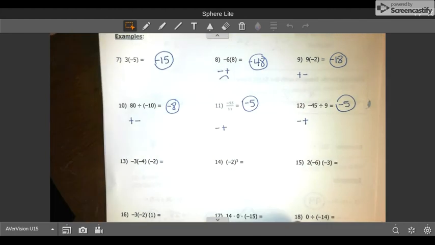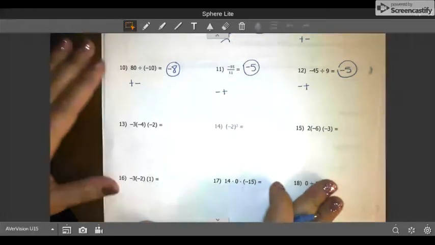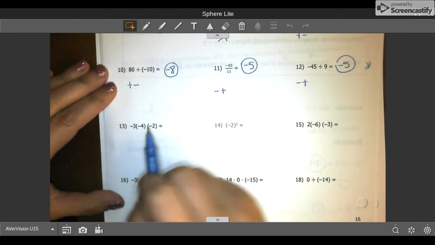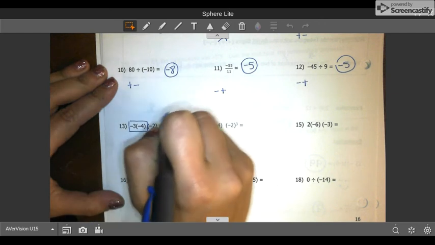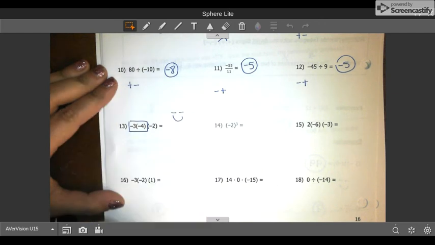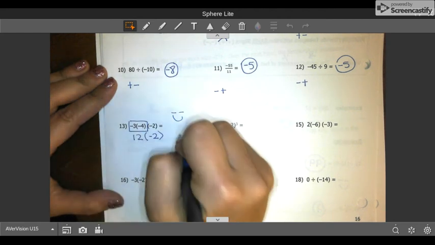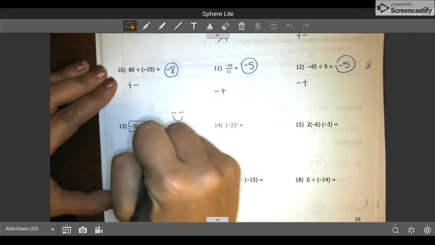Now, when I have a string of numbers, what I'm going to do is just focus on two numbers at a time. This says negative 3 times negative 4 times negative 2. I'm just going to focus on negative 3 times negative 4. A negative times a negative is a positive. So that's positive 12. But then I'm going to multiply that by a negative 2. So that gives me a positive 12 times a negative 2, which is a negative 24.